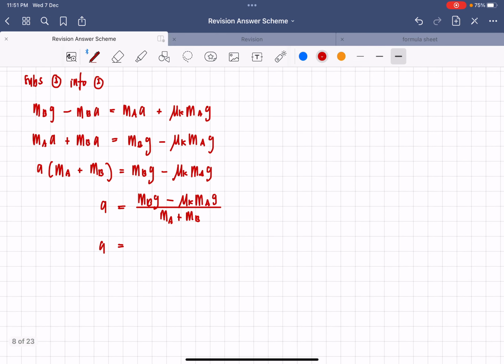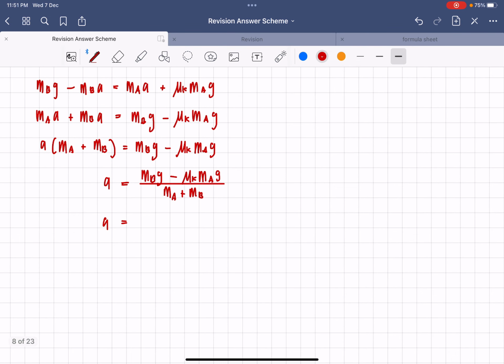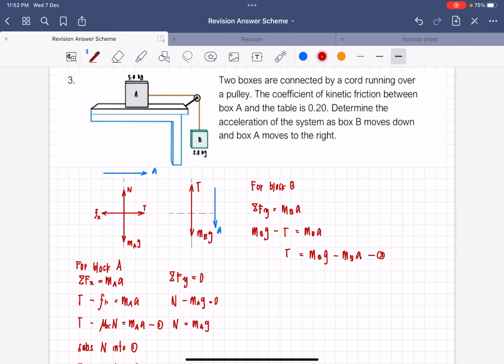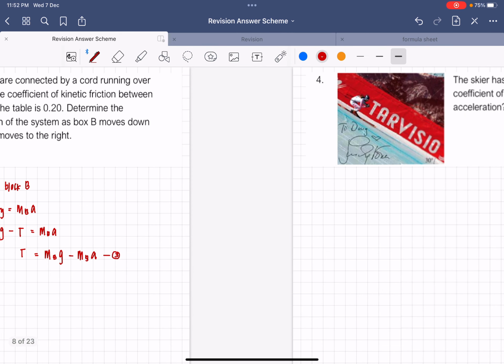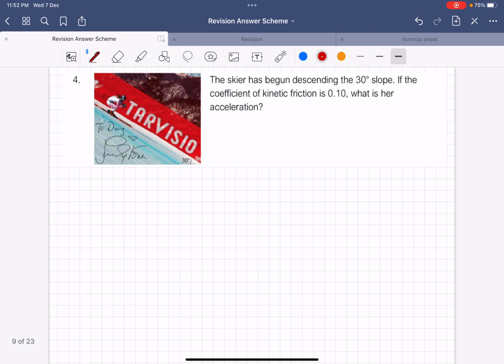But let me see. So MB is 2 kilogram times 9.81 minus mu 0.2 times 9.81 divided by 7. Yes, it is 1.40. So 1.40 meter per second square is the acceleration lah. Okay, so this is for question number 3. Okay, so I'm just gonna do this in one video lah.